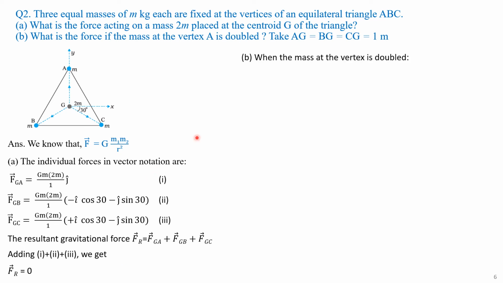Now, part B. When the mass at the vertex A is doubled, F dash GA becomes G into 2M into 2M. Here M becomes 2M. Therefore, FGA will be equal to 4 G M² into J. Let it be equation 3. And F dash GB is equal to FGB.